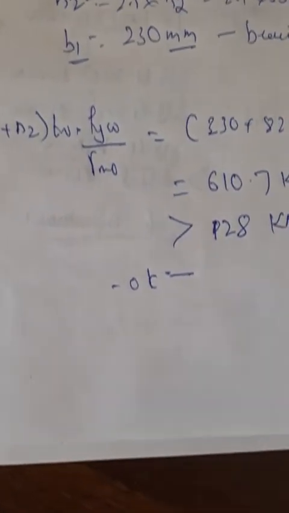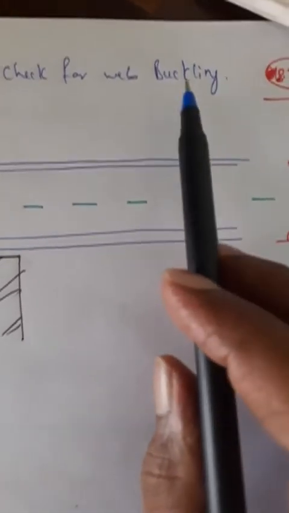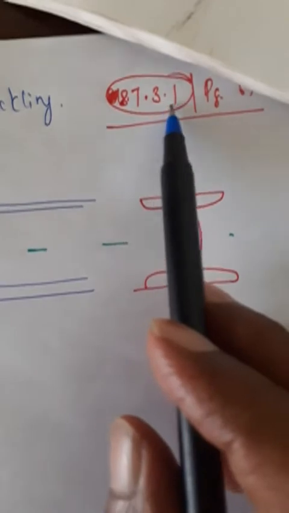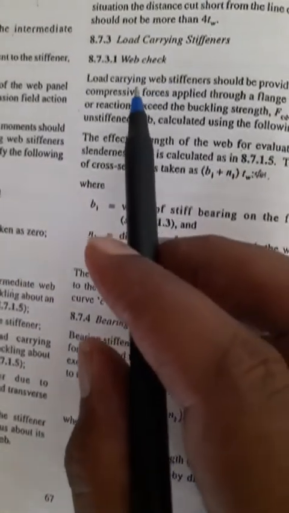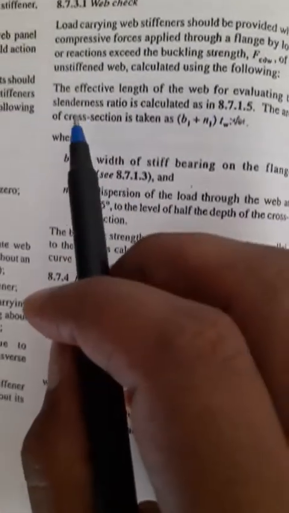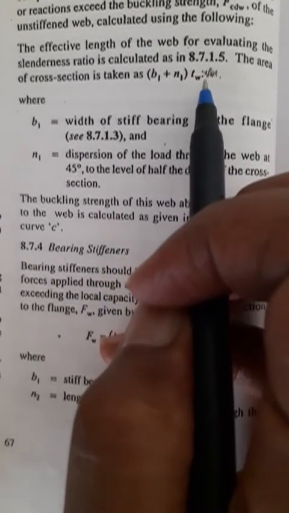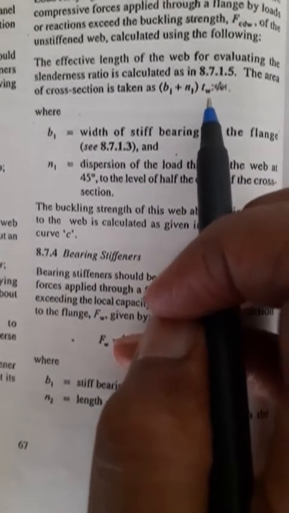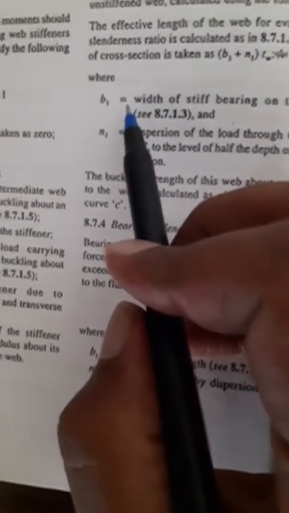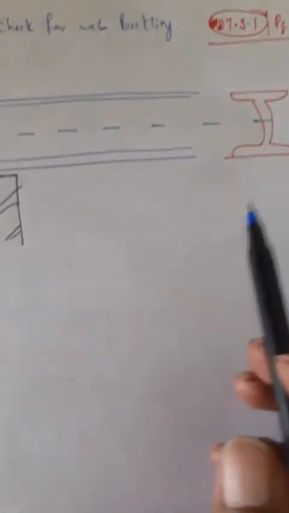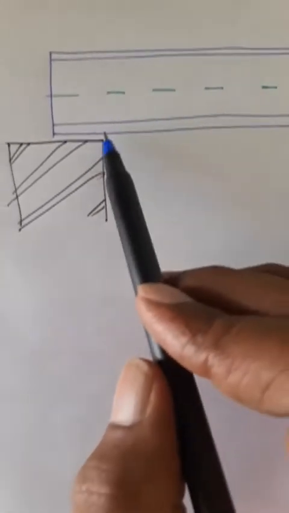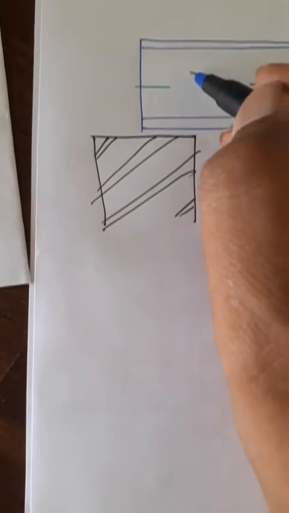Next check will be check for web buckling. That is given by equation 8.7.3.1, page 67. Let us go here. Page 67. Web check. Web buckling. The area of cross section is taken as B1 into N1 into TW. So this is the area supporting the web buckling, where B1 is width of the bearing, N1 is dispersion, and if I have to draw the longitudinal view, say this is the I section, top flange, bottom flange, this is the support, this much is the support width, that support width is indicated as B1.